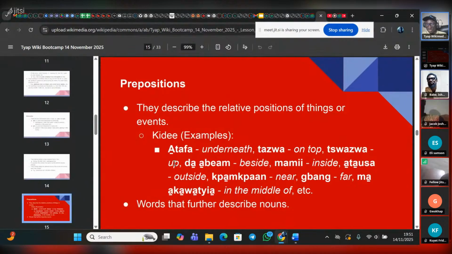Then we have debiam. Debiam is beside. We have mami. Mami is inside. We have adosa. Adosa is outside. We have bangban. Bangban is near. Bang bang is far. Makawatia. Makawatia is in the middle of. So all these ones give a particular location where something can be found.